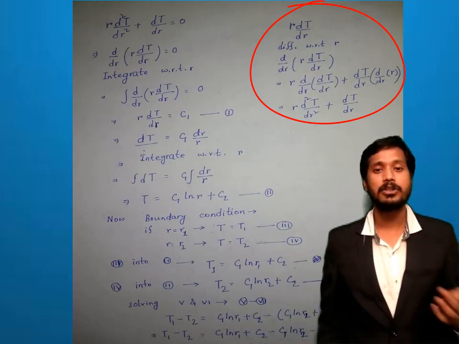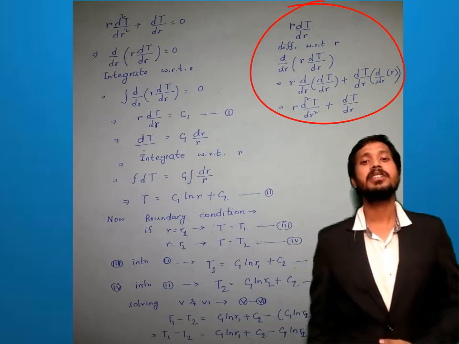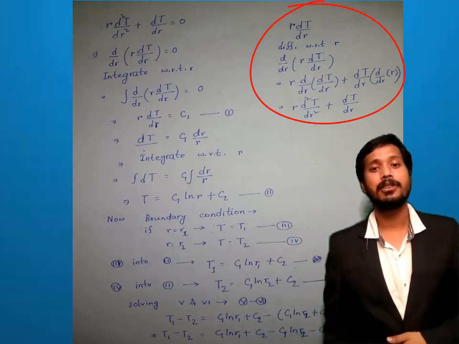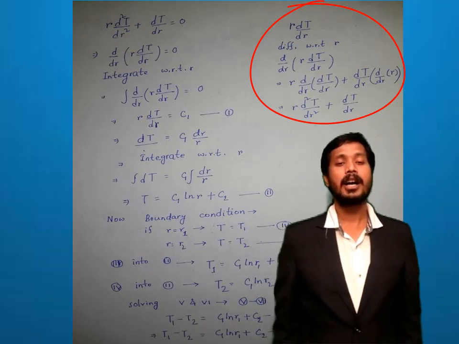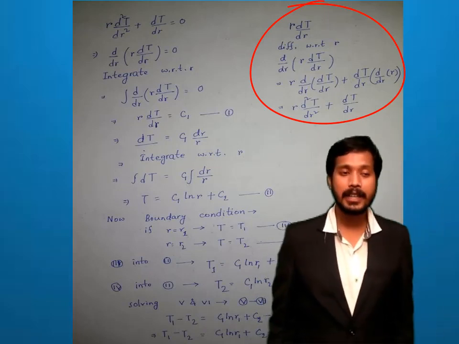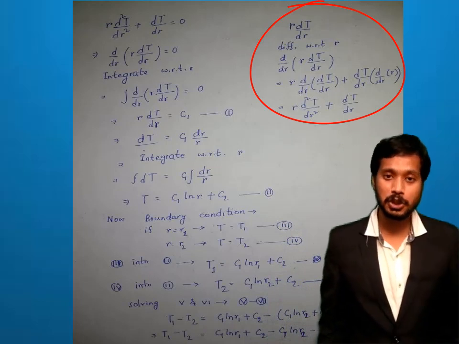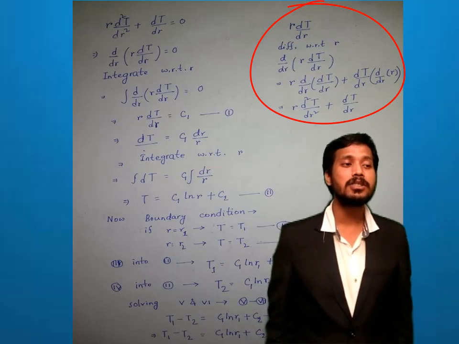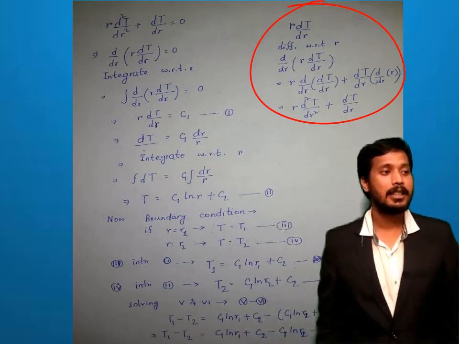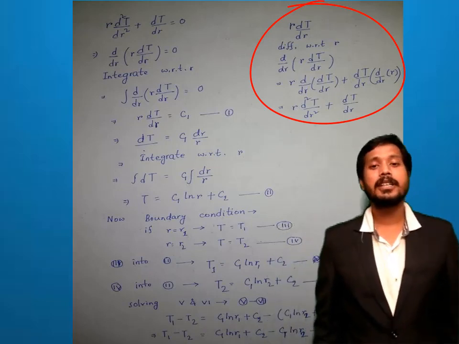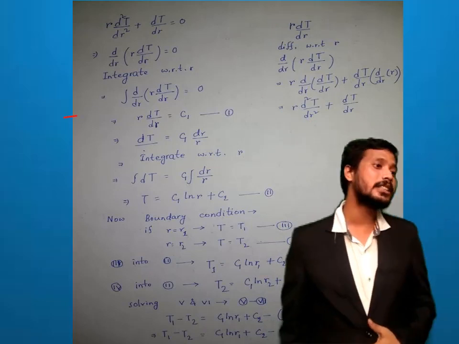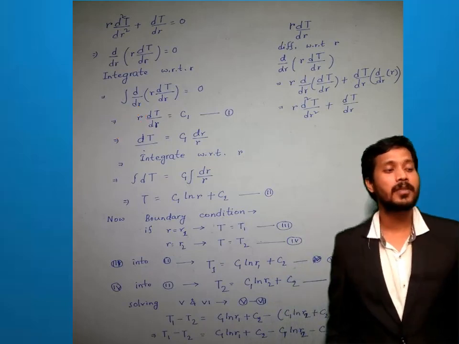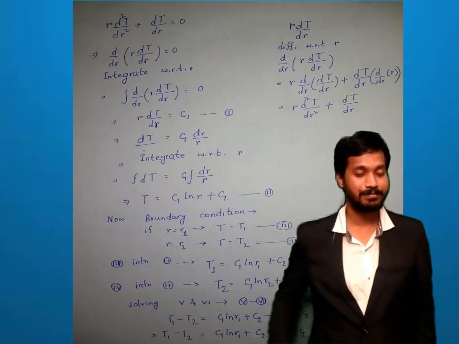Now how do we get this? We have simplified r dT/dr, so we differentiate with respect to r and we get d/dr of r dT/dr. So r into d/dr of dT/dr plus dT/dr into d/dr of r. From here we get r d²T/dr² plus dT/dr. So if I integrate, we get r dT/dr equals C1, and in the next line we can write dT equals C1 dr by r.